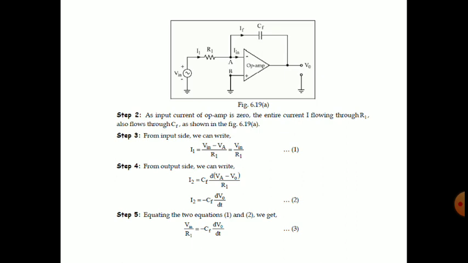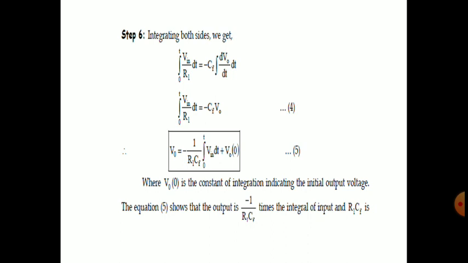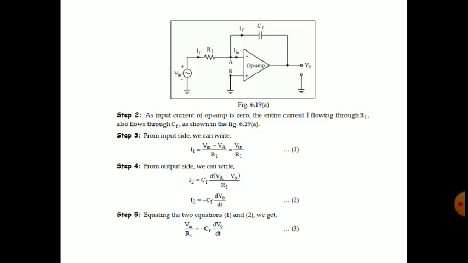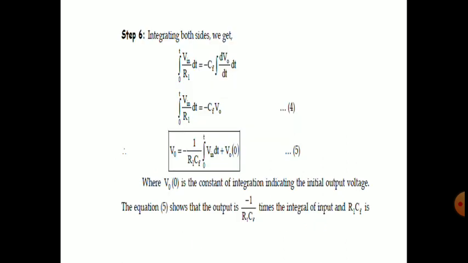Please write down these equations, then only you can understand the next slide. Or remember, write down the last equation itself, only the last equation: V input by R1 is equal to minus CF dV0 by dt.